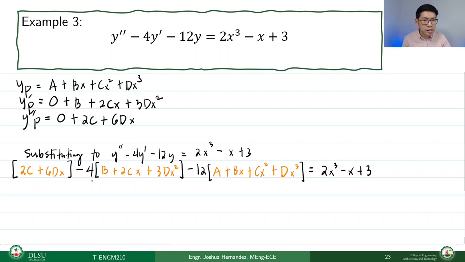So similarly, since we have here our undetermined coefficients, a, b, c, d, we seek to find them, and we can do so by grouping the terms. So for x cubed, x squared, x, let's group them all.